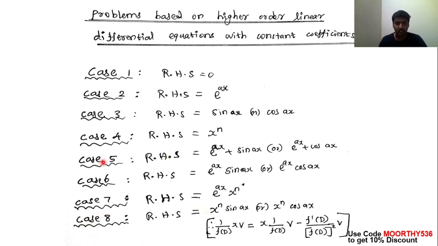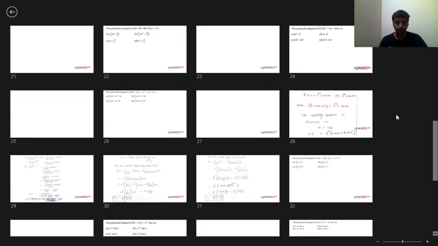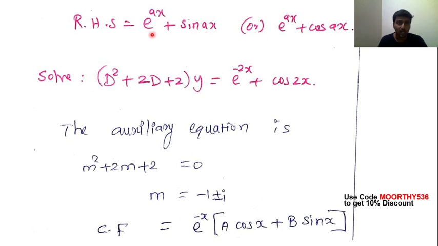Now we are going to start case 5, e power ax plus sin ax. It's very simple. It's an addition of two cases, case 2 and case 3. Adding case 2 and case 3 separately gives case 5. So coming to the case 5 problem, here RHS is e power ax plus sin ax, or e power ax plus cos ax. So this is the format here.